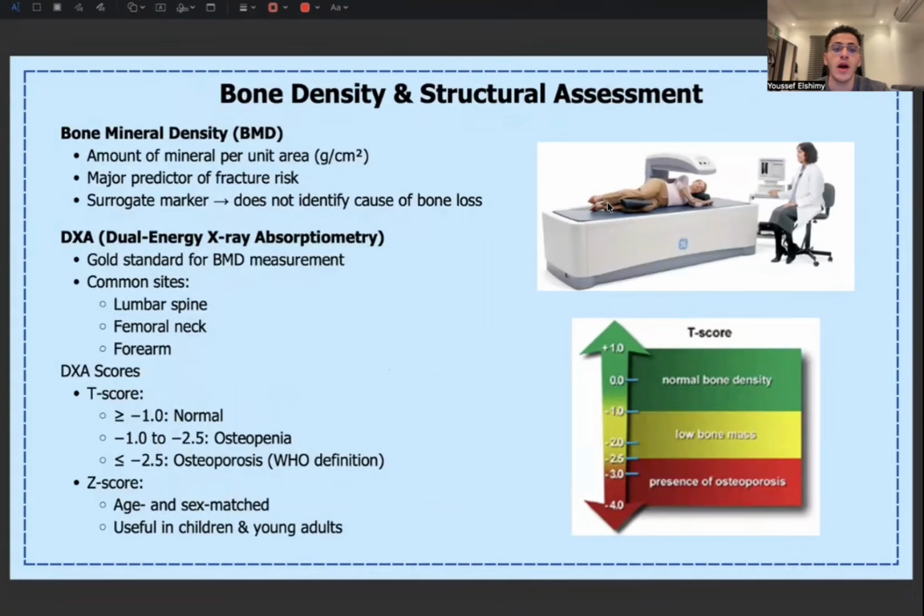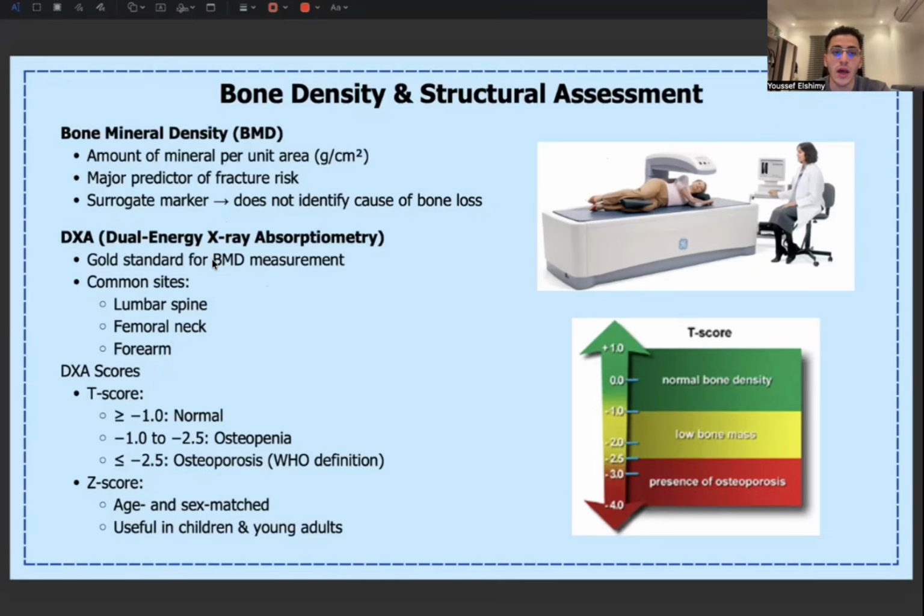Okay, so how can we assess bone density? So what is bone density or bone mineral density? It is the amount of mineral per unit area, measured in gram per centimeter squared. It is a major predictor of fracture risk. It identifies that there is bone loss, but it does not identify the cause of bone loss. So it mentions, yes, there's bone loss or there's osteoporosis, for example, but it does not identify the cause for that bone loss.